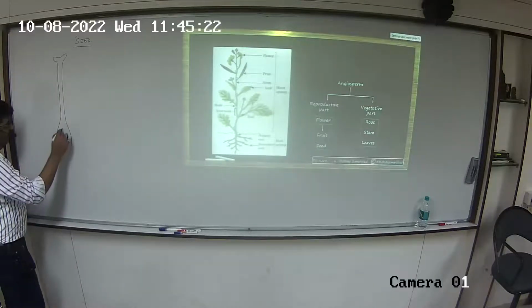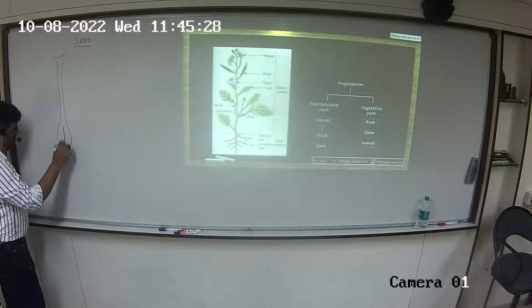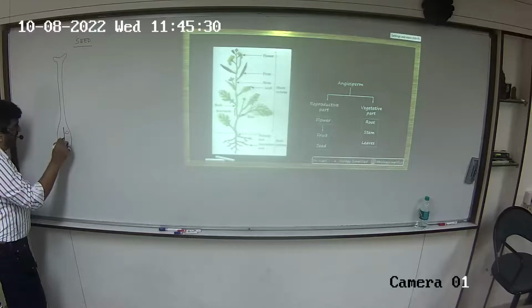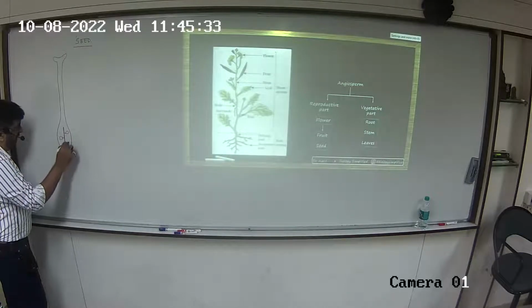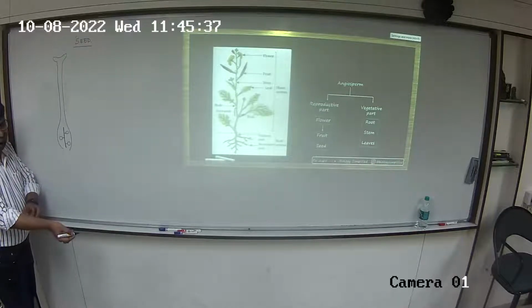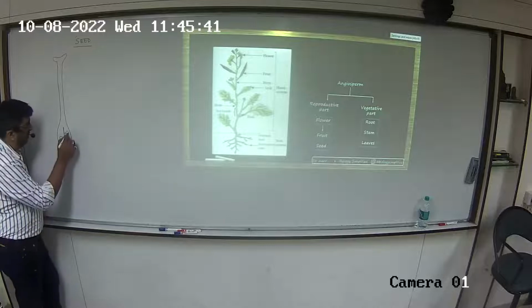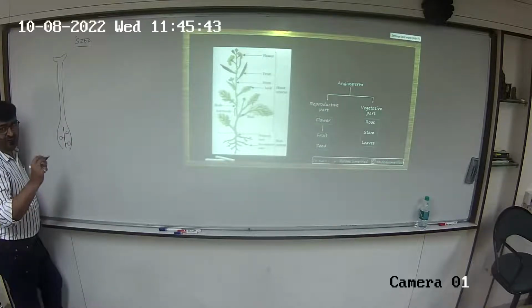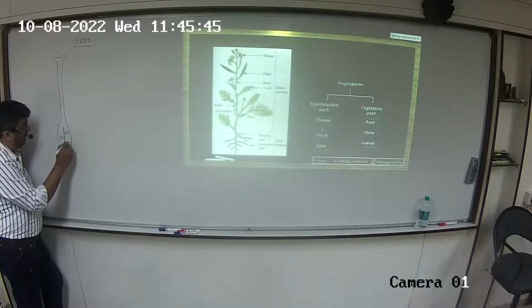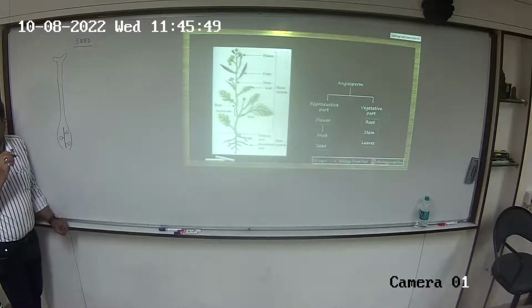Right? Ovary has got a tissue which is called placenta. Attached to placenta are ovules, and the arrangement of ovules is placentation. So this is ovule. Now the female gamete is present inside the ovule.